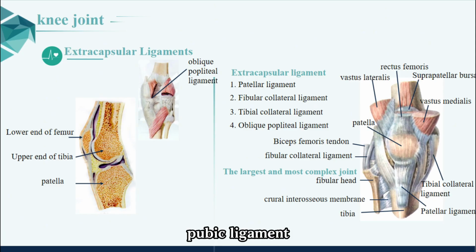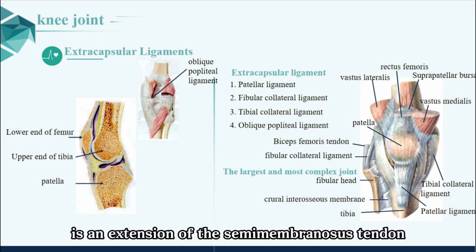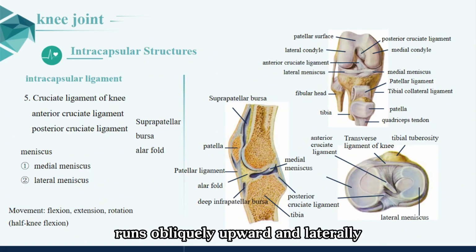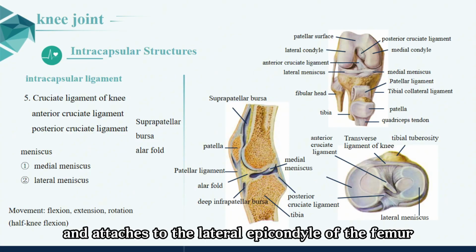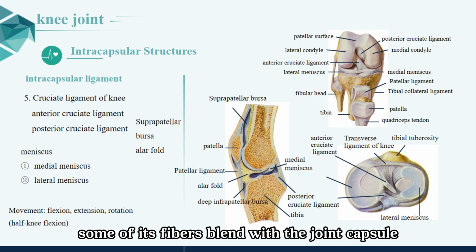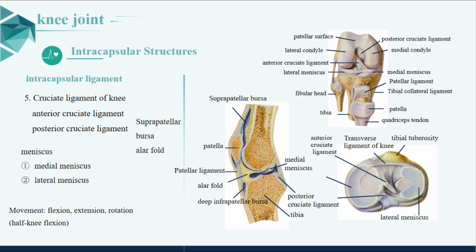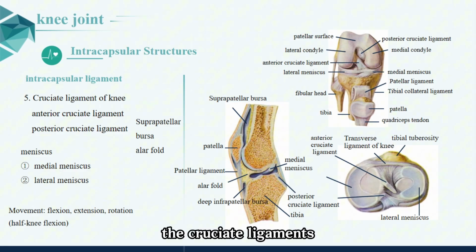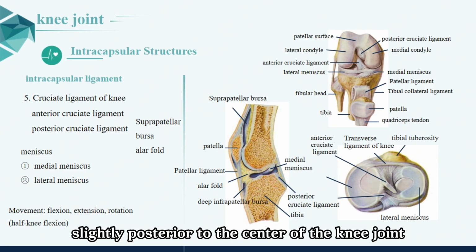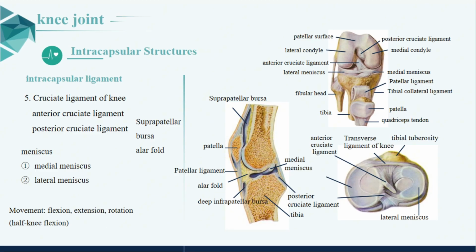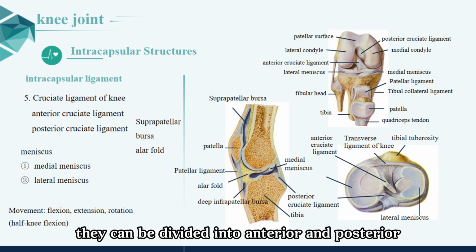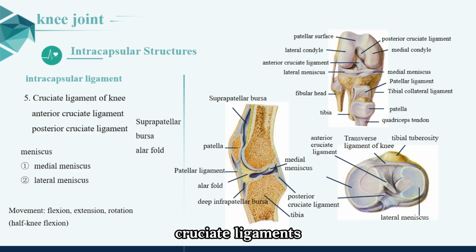4. The oblique popliteal ligament is an extension of the semimembranosus tendon. It arises from the medial condyle of the tibia, runs obliquely upward and laterally, and attaches to the lateral epicondyle of the femur. Some of its fibers blend with the joint capsule. It prevents hyperextension of the knee joint. 5. The cruciate ligaments are located slightly posterior to the center of the knee joint. They are very strong and lined by synovium. They can be divided into anterior and posterior cruciate ligaments.